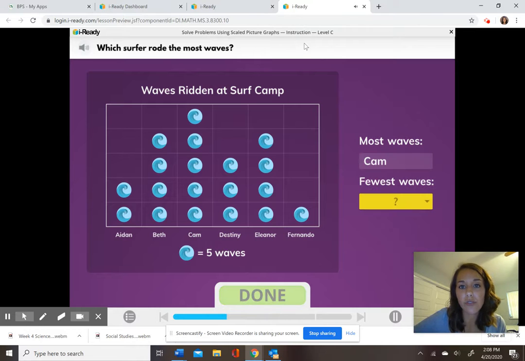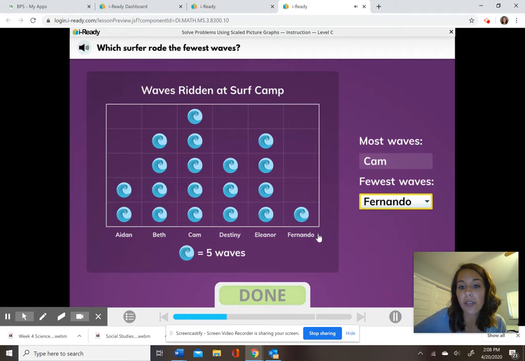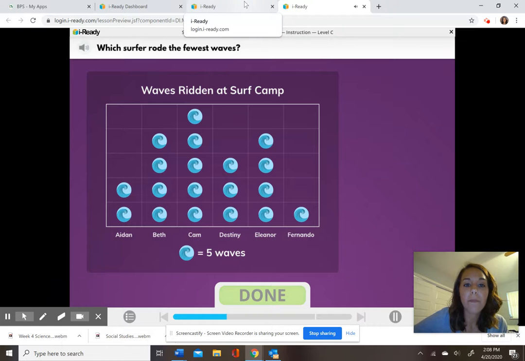And this is still the instruction piece. And then I'll ask for the fewest. And I'm pretty sure you can guess it would be Fernando because it looks like he just has one little wave, which stands for 5. So he got the fewest. Let's compare Cam to Fernando.